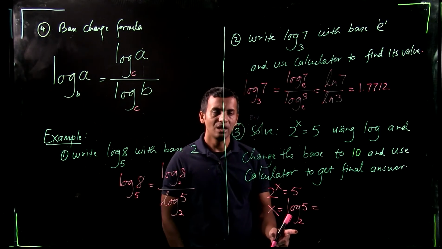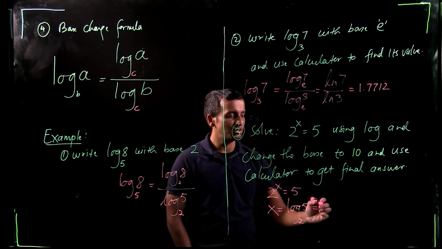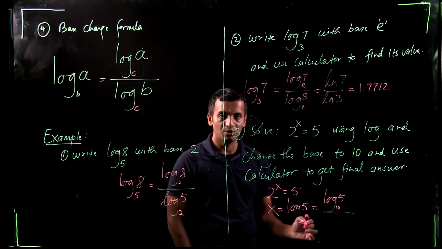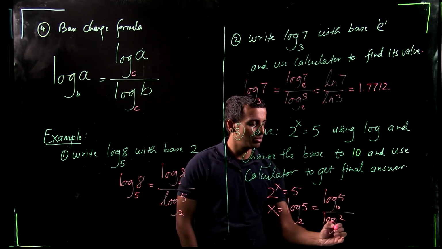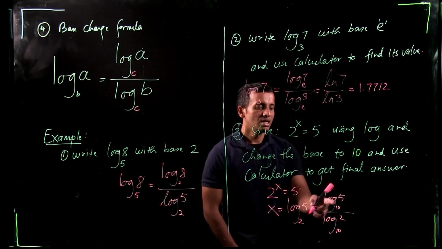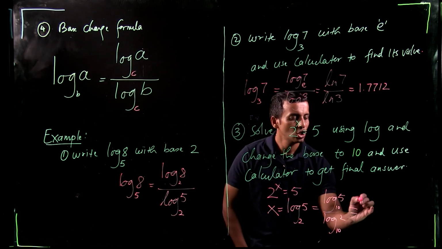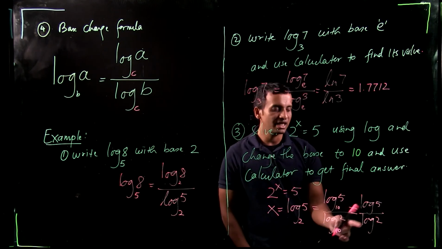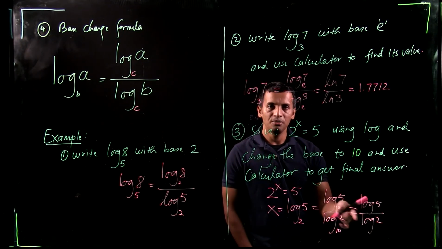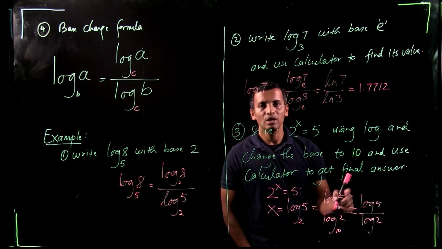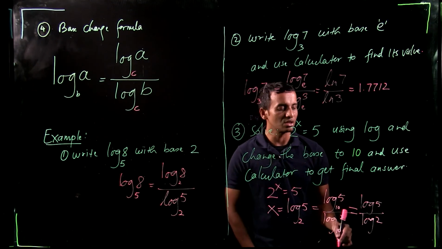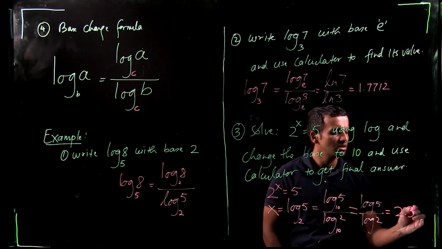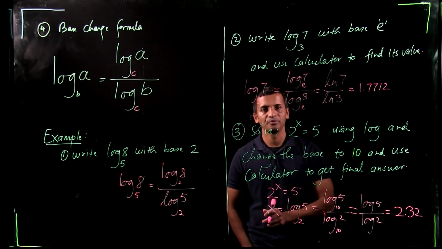Okay, so how do you write this? This has base 2, right? And you want to write this using base 10. So you do log of the top number with base 10, and log of the bottom number with base 10. That's what you do, right? You can use a calculator. This is basically the same as log 5 over log 2, because if the base is 10, you don't have to write anything there. If you just write log, the calculator understands that the base is 10. So if you use the calculator to find this value, you will get 2.32. That will be the final answer for this question. All right, guys.